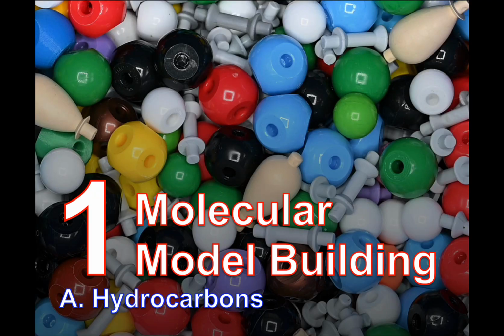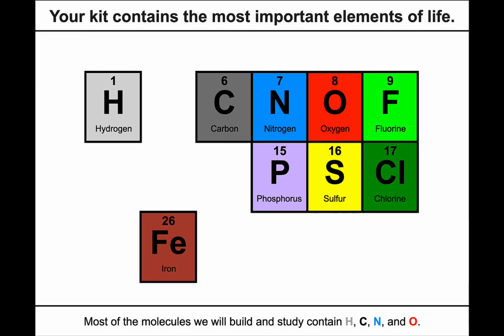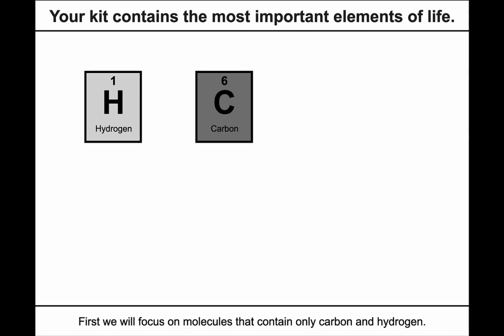I hope you're ready to start building because we are going to have our first lesson where we're going to be using our model kit and we're going to be building hydrocarbons. And we're also going to learn what hydrocarbons are. First of all, your kit contains many of the most important elements of life like hydrogen, carbon, nitrogen, oxygen, sulfur, phosphorus, a few other elements. Right now in this particular section, we are just going to focus on hydrogen and carbon.